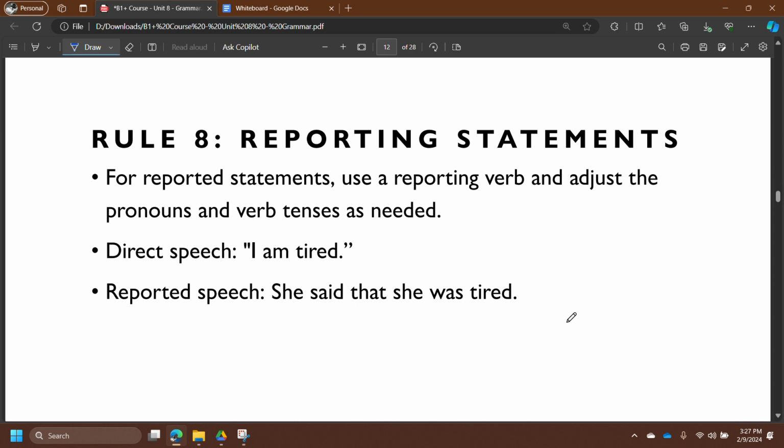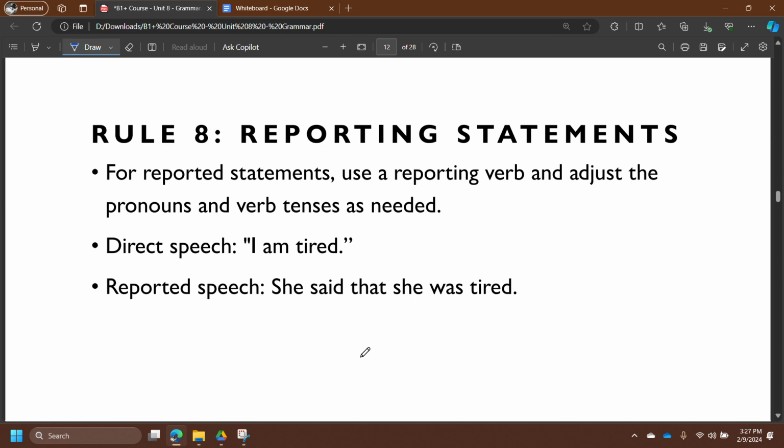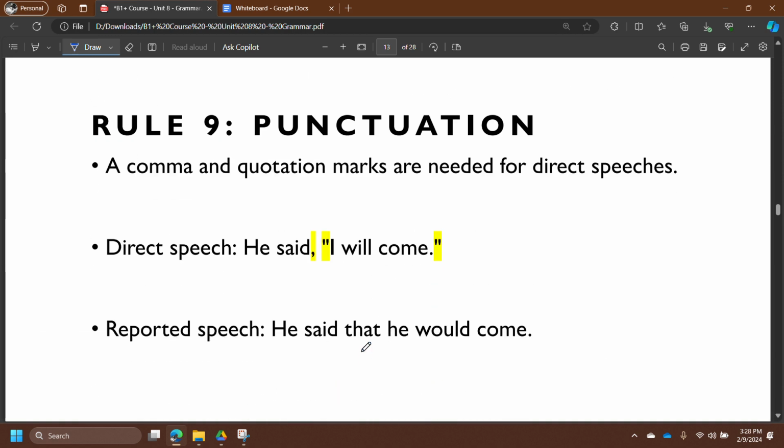Rule number 8, reporting statements. For reported statements, guys, we use a reporting verb and we adjust the pronouns and verb tenses as needed. In the direct speech, for example, the person says, I am tired. And in the reported speech, she said that she was tired. Okay? Like that.